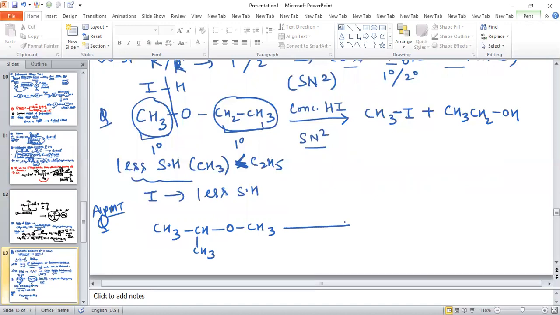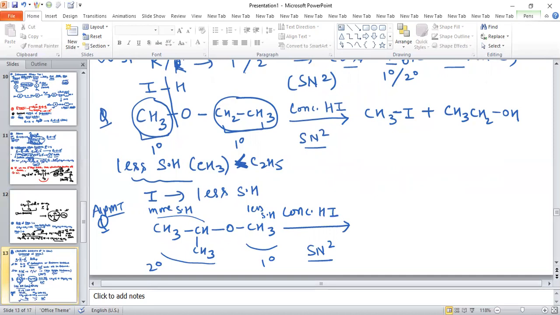and the reaction in presence of conc HI, again, this part is 2 degree, this part is 1 degree across oxygen. So guaranteed the reaction will follow SN2 mechanism, but in CH3 there is less steric hindrance. This is less sterically hindered, and this part is more sterically hindered.